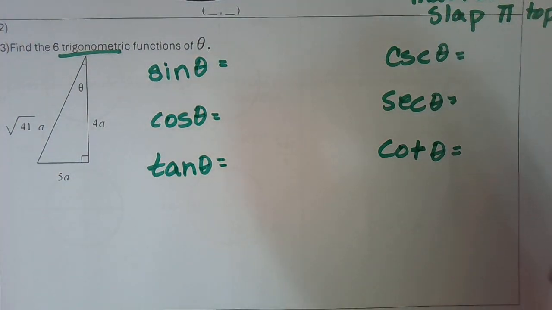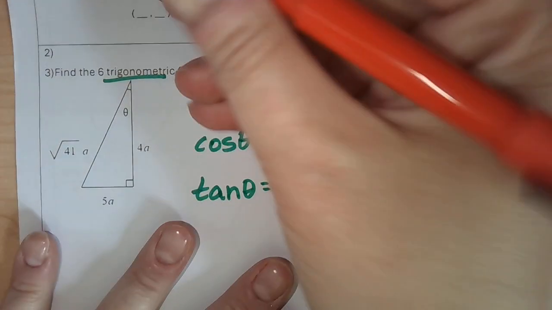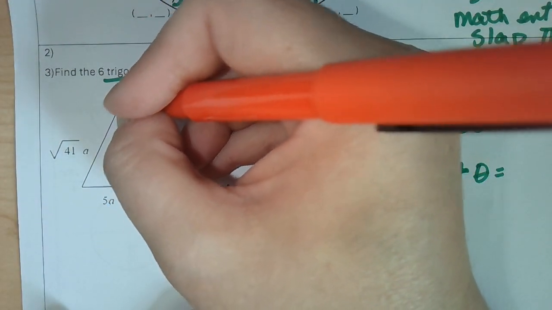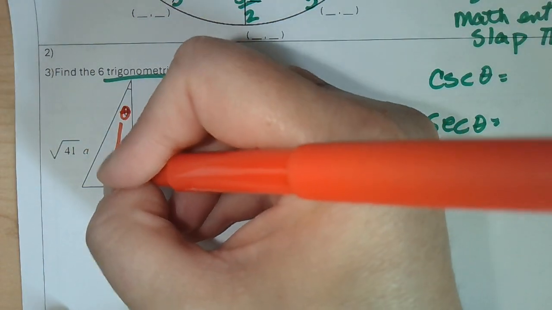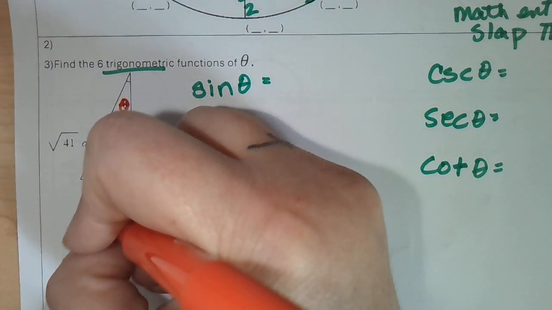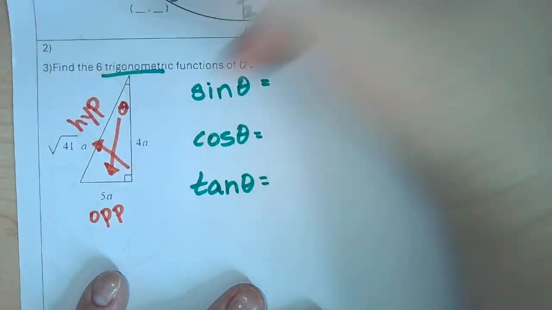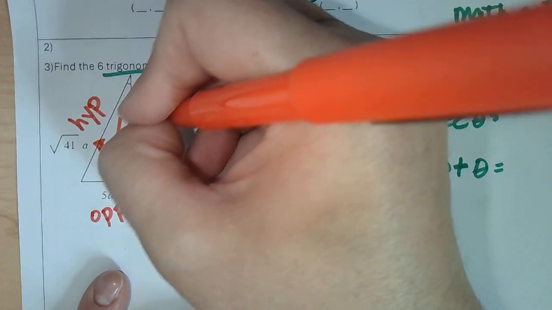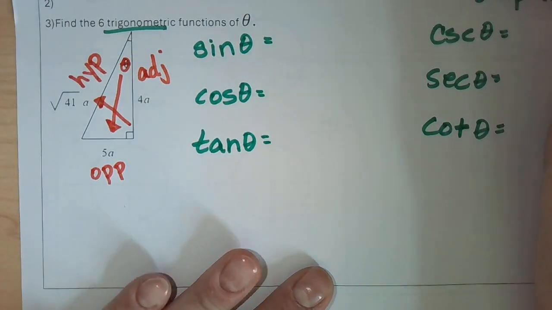Okay, now we have to label our triangle according to that theta. Well, the theta is at the top, so that side across from it is the opposite. That side across from the 90-degree box is the hypotenuse. The adjacent is what's left over. So let's go over that.